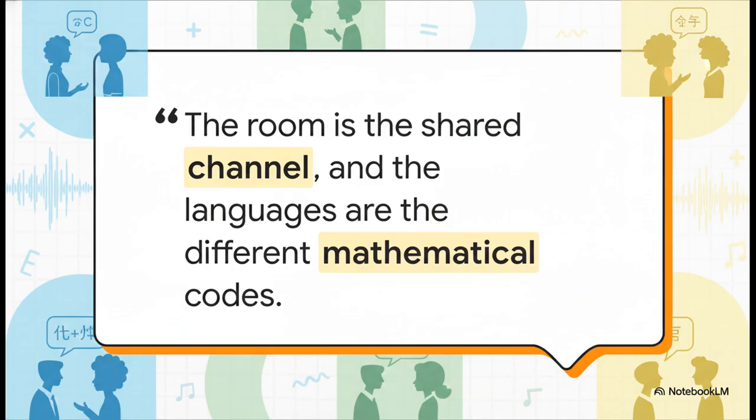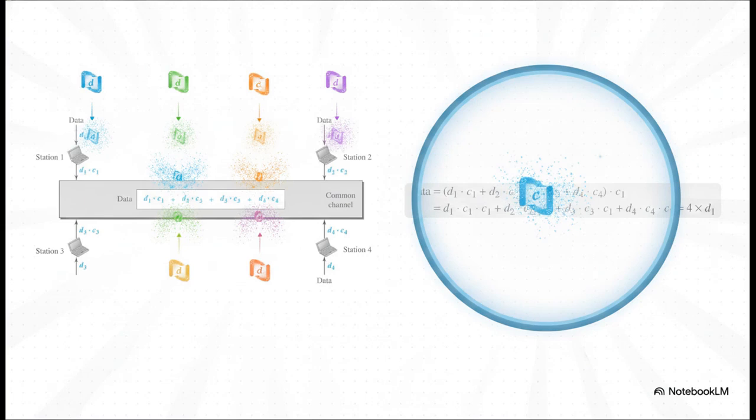Everyone transmits at the exact same time on the exact same frequency. This perfectly illustrates the math behind that language analogy. Every station multiplies its specific data by its unique code sequence.